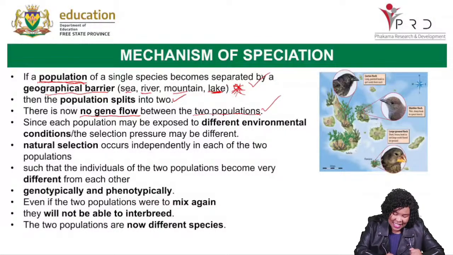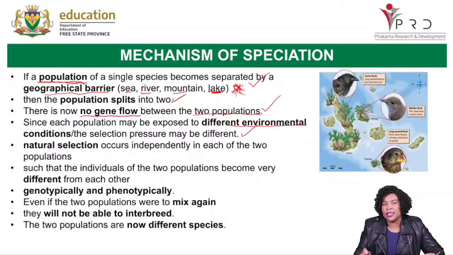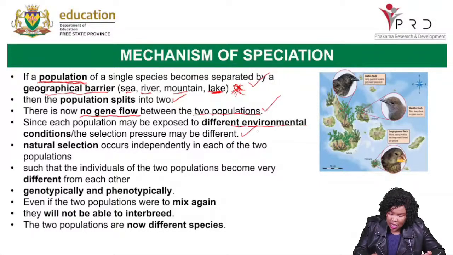Right. Then, since each population may be exposed to different environmental conditions, you get a mark for writing the different environmental conditions. Or you can say there is competition, depending on the example that you are given. Here you can also write that there is competition.